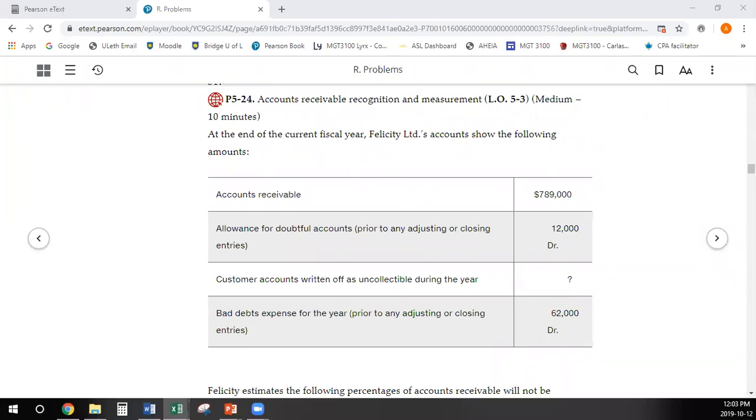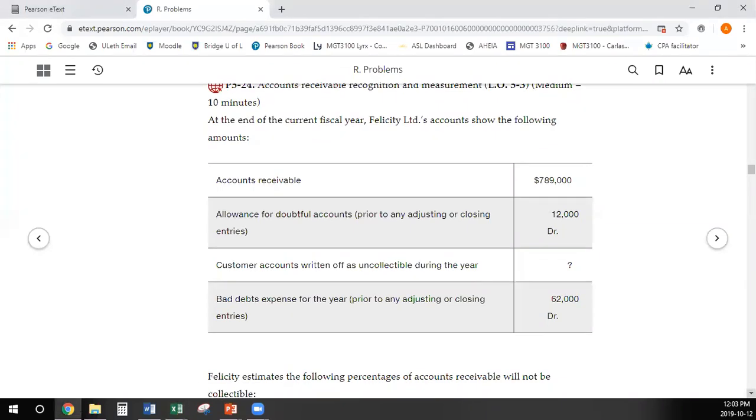Okay, so problem 5-24 on page 236 says at the end of the current year, Felicity Limited's accounts show the following amounts. So accounts receivable has a total balance of $789,000. Allowance for doubtful accounts prior to any adjusting or closing entries has a debit balance of $12,000.